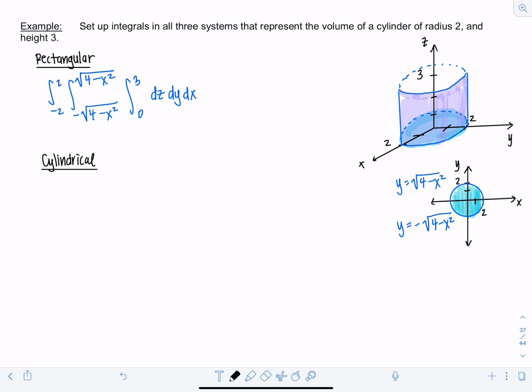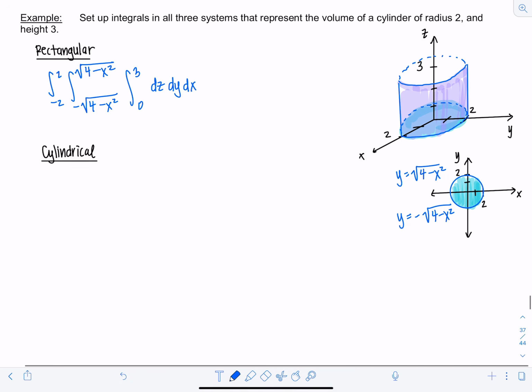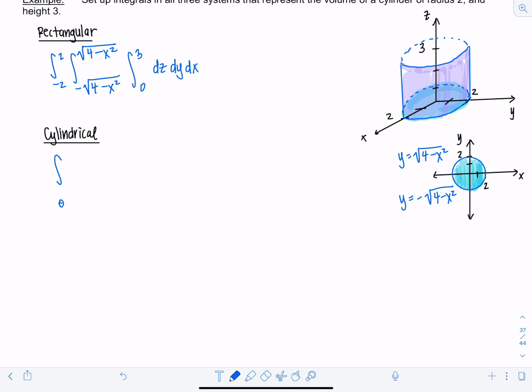I have a hunch this one's going to be the best one because it is a cylinder whose volume we're trying to find. Okay, so let's do theta on the outside. That one's for theta. So theta is going to range between, just look at your xy plane and make it go polar. So theta is going to go from 0 to 2 pi.